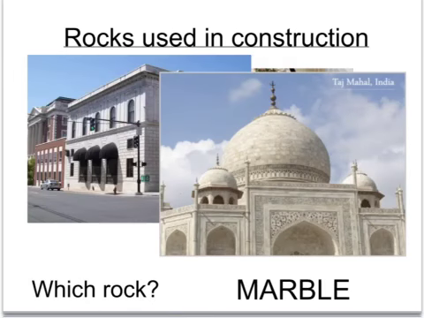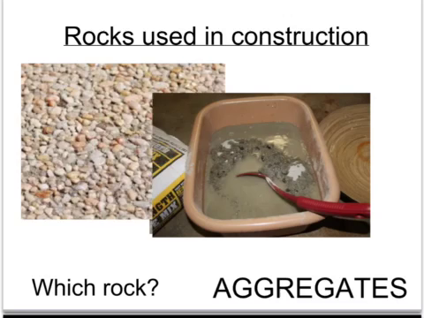Marble, a metamorphic rock made when limestone is put under intense heat and pressure deep underground, is used in many buildings, here in the Taj Mahal and in a bank building in America. Marble's also used for things like fireplaces and the floors in hotels. Aggregates are small stones or gravel which are mixed in with cement and sand to make concrete.